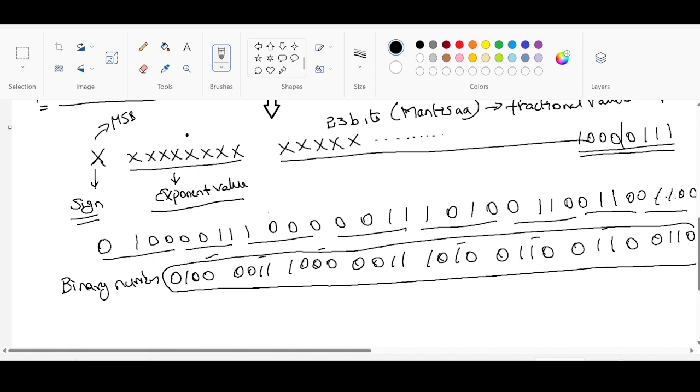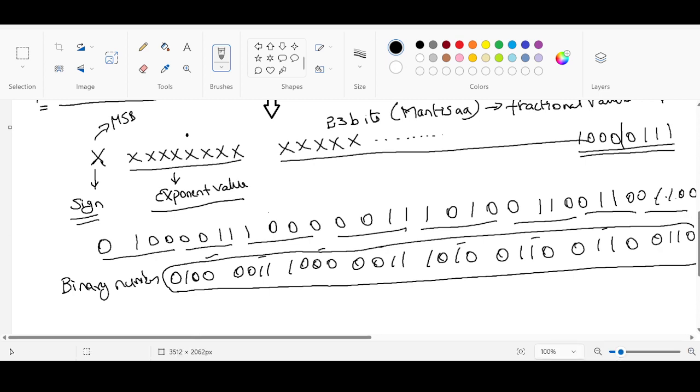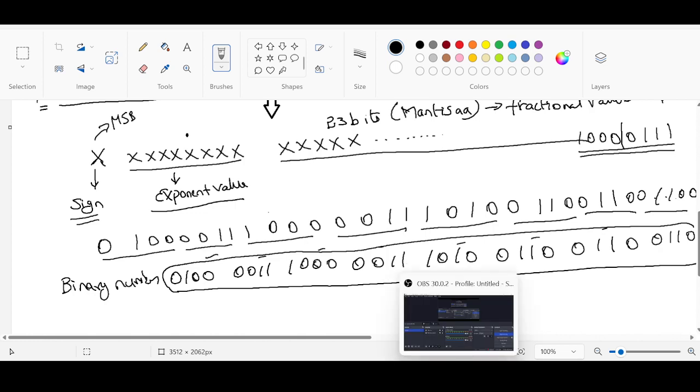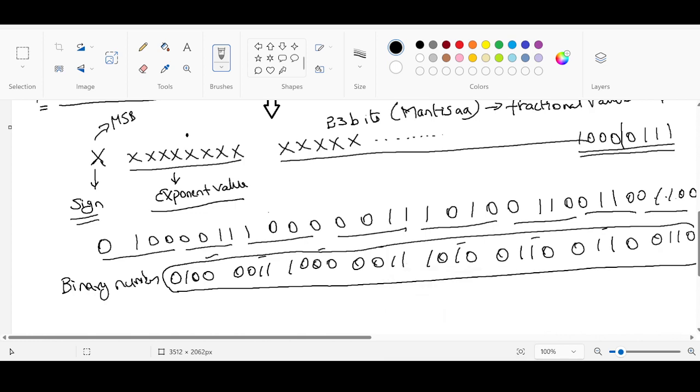So that's all about this. We will try to understand how to do the opposite conversion, converting the binary number to the equivalent decimal value by using the IEEE 754 standard, in the next class.